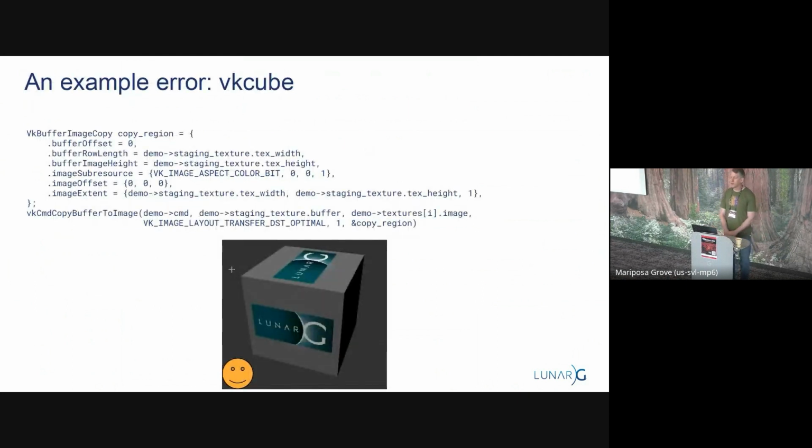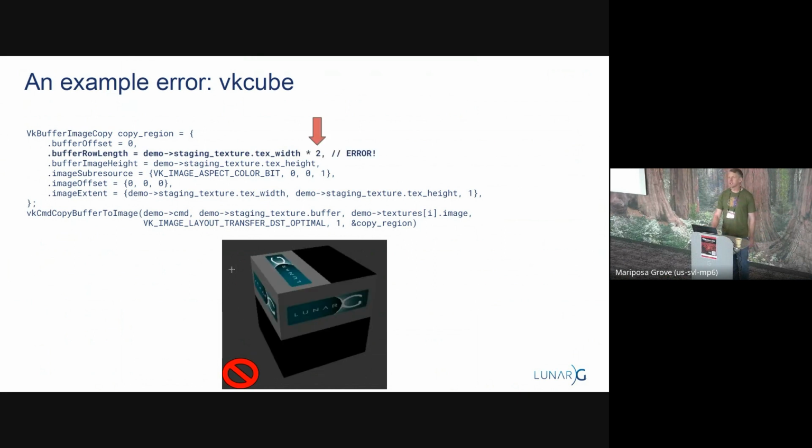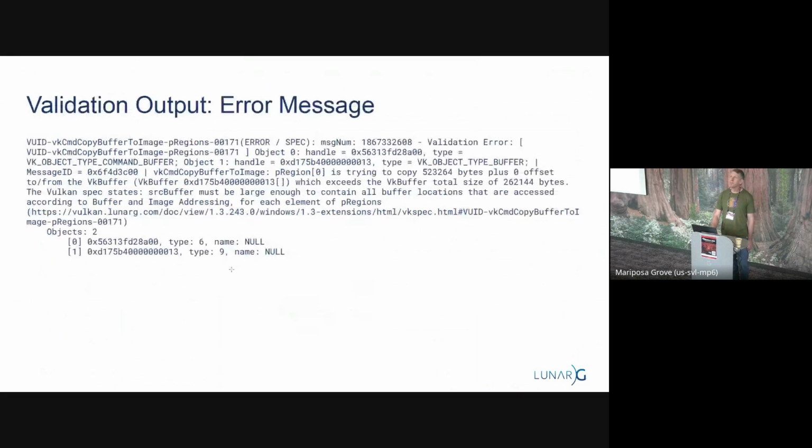And so now we'll go through an example where I've modified vkcube to produce an error. Here's the correct code where we're just doing a copy buffer to image, and that ends up making the texture that ends up on the cube. If I hack it to change the row length, the image gets stretched, and that's an error. But the application will still run just fine. You just get bad results, bad output.